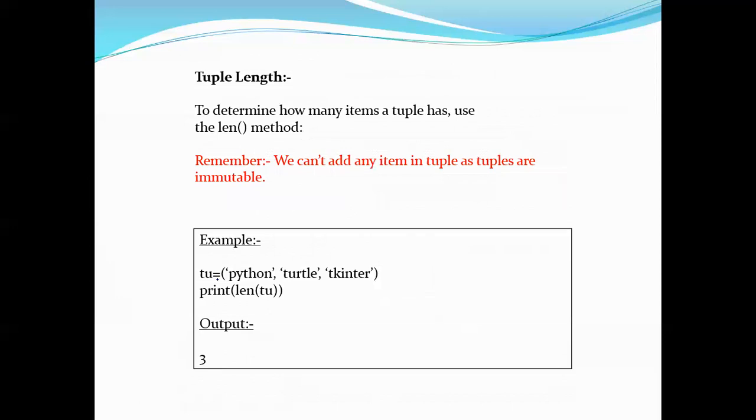Now we have a method like in list. The len method is used to find the number of elements in a list. I have the same method len, which is used to find the number of elements in a tuple. This len function is used here as len of tu, where tu is my tuple consisting of 3 data items: python, turtle, tkinter. So when I say len of tu, the len function will give me the output as 3, saying that my tuple has 3 items, right?